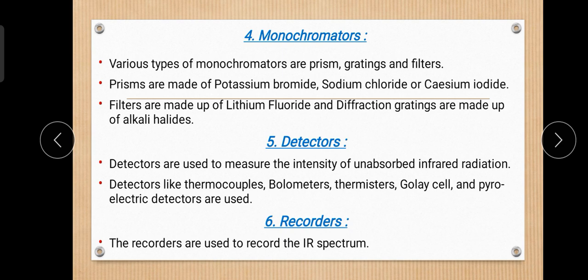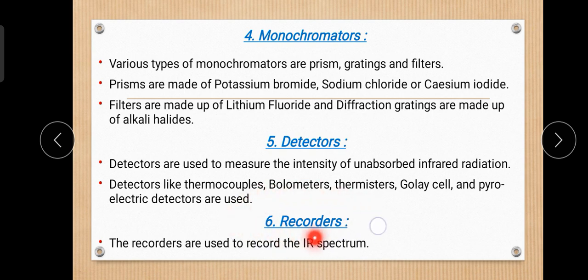In that we can use thermocouples, bolometers, thermistor, Golay cell. Generally Golay cell is used as a detector for the IR spectrophotometer, and after that pyroelectric detectors are also used for the detection of the IR radiations.